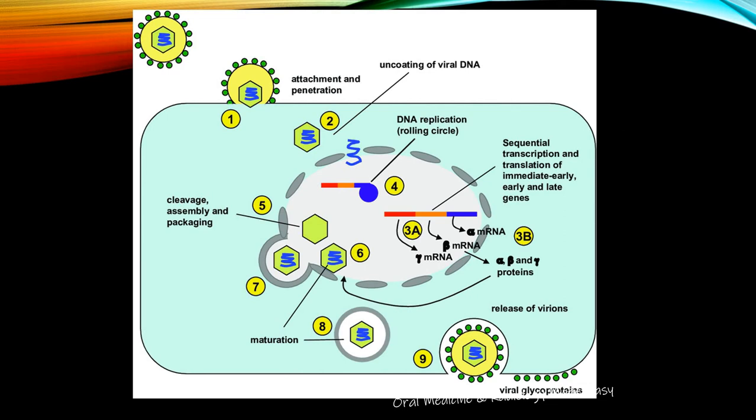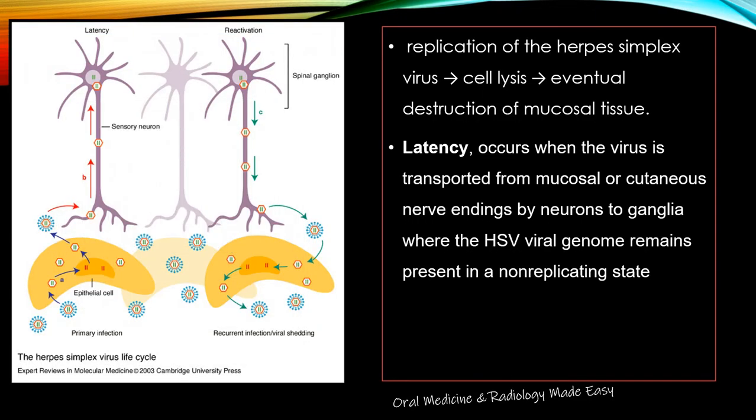Once the virus enters the cell, there is uncoating of viral DNA. The DNA gets incorporated into the host genome, it undergoes multiplication and is then released into the body. The replication of the herpes virus results in cell lysis and eventual destruction of the mucosal tissue.